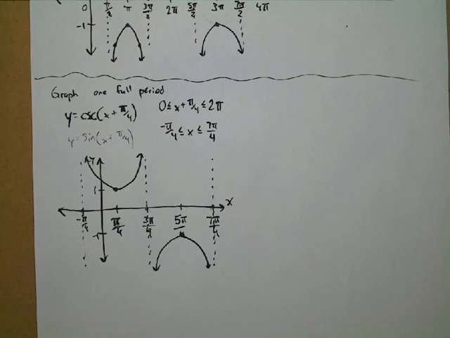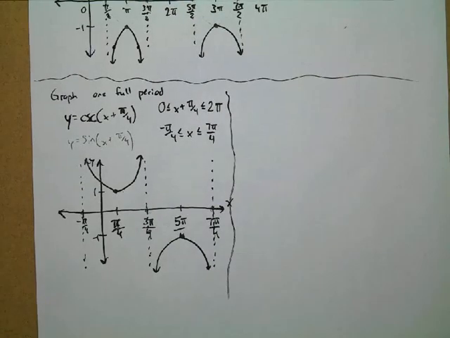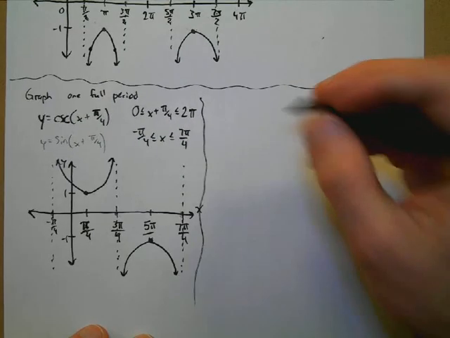Okay, and this one will make it more special. Y equals the secant of 2x plus 3 pi plus 1. Okay, this will be the last one we do here, but we'll make it fun.